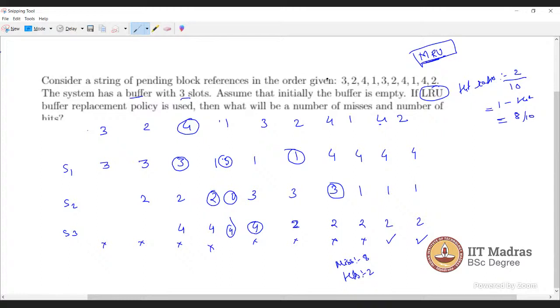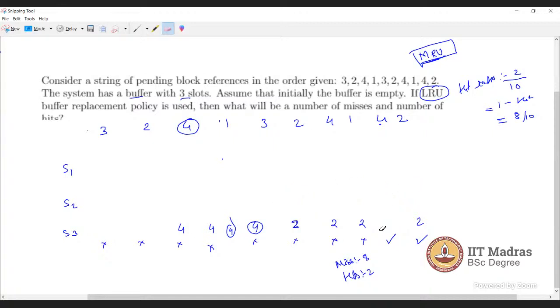Okay, so let us try the same example with MRU. In both the cases, the number of misses and hits will be different. Yes, so initially the buffer is empty, right? So the process is demanding block number 3. It is not there in the buffer, so it is a miss. Same for block number 2, it is a miss. And block number 4 is not present, so it is also a miss, right?